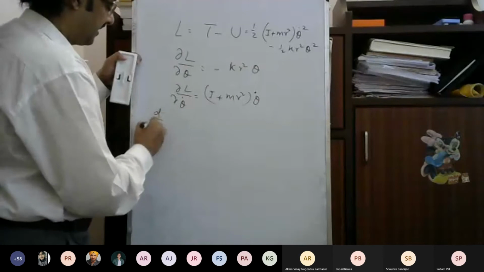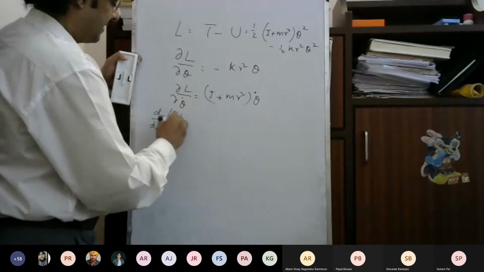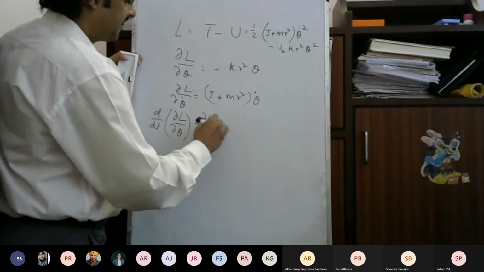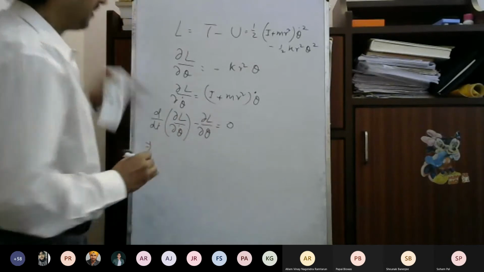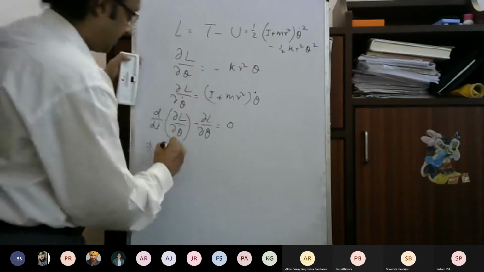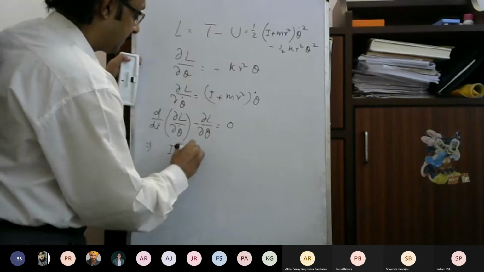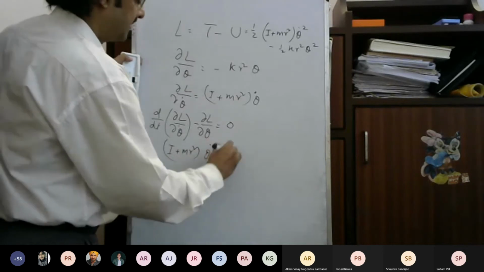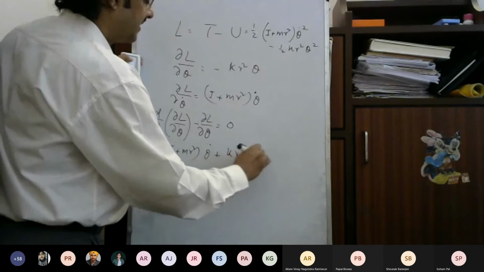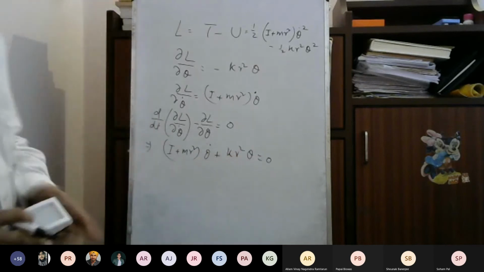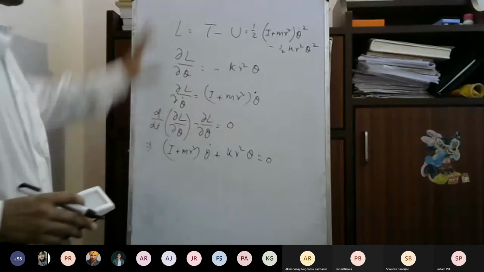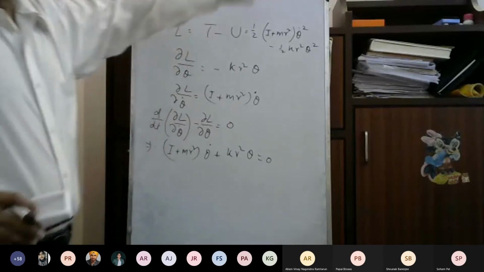Then the equation of motion: d/dt of del L del theta dot minus del L del theta equals 0. This will give you (I plus mr square) theta double dot plus k r square theta equal to 0. So this is the same expression which we got earlier using Newton's law.